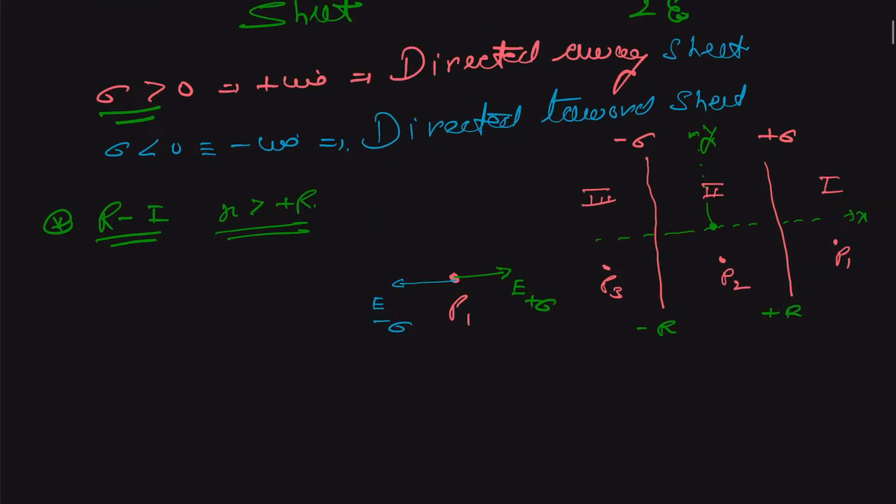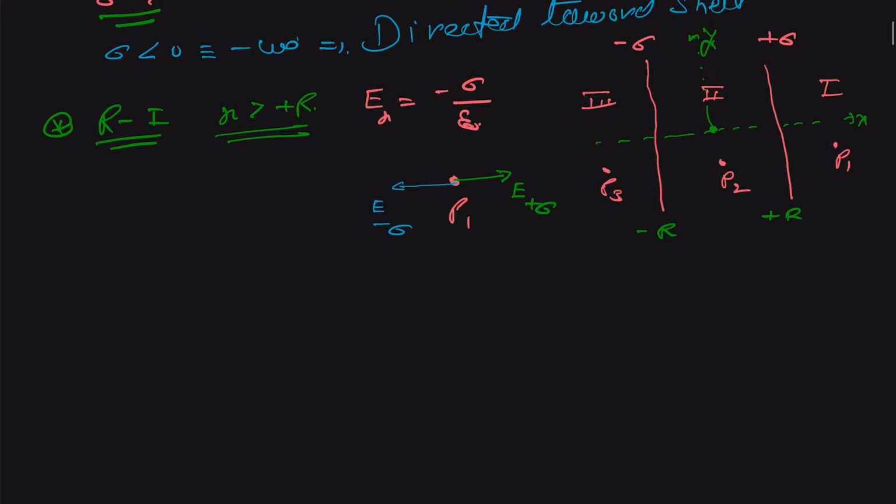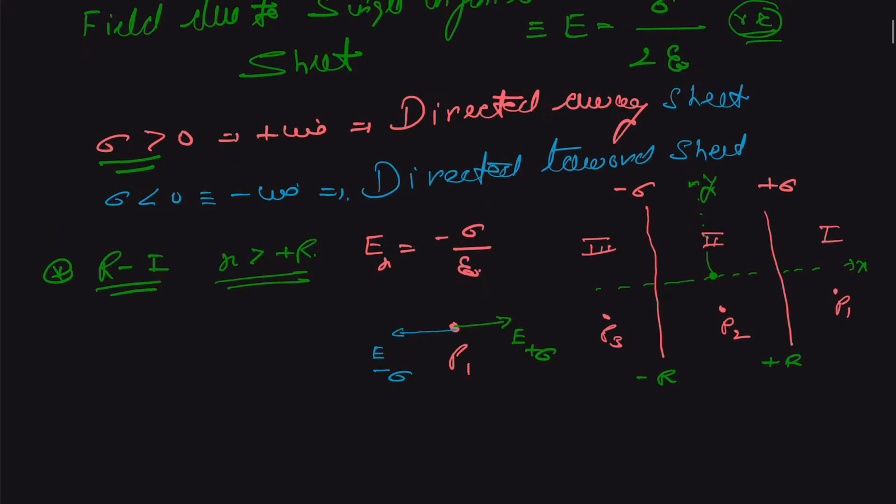Therefore we can say that our net electric field at x equal to plus r will be E of x, and that will be equal to minus sigma upon epsilon naught. Okay, and region 2. Okay, so one second, I think my mistake, sorry.